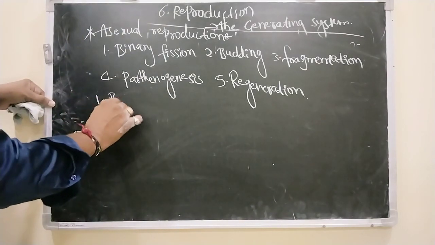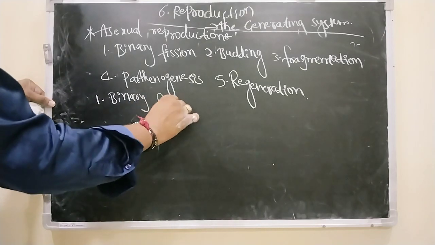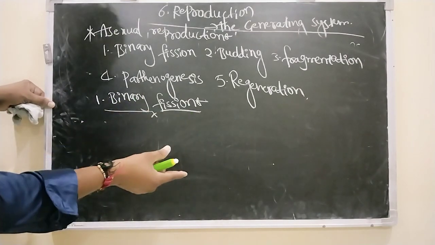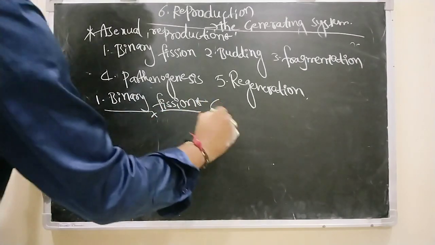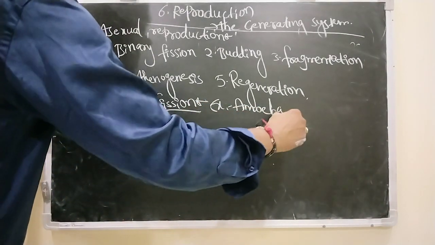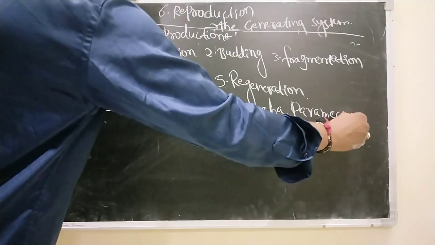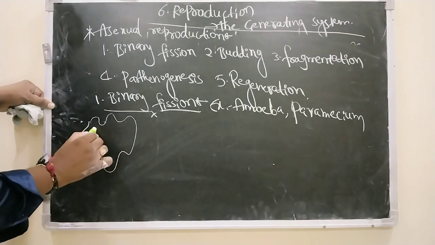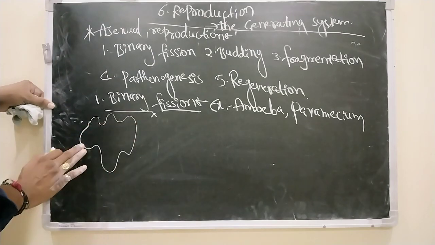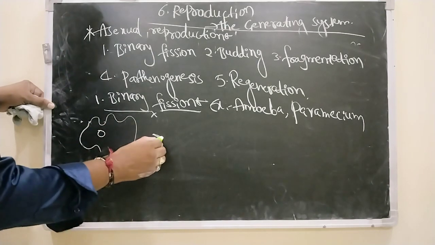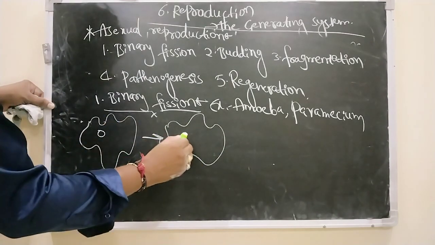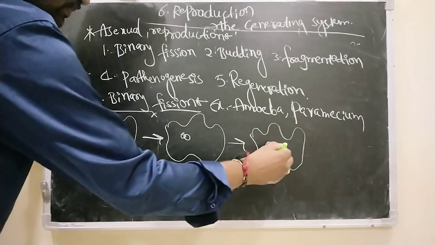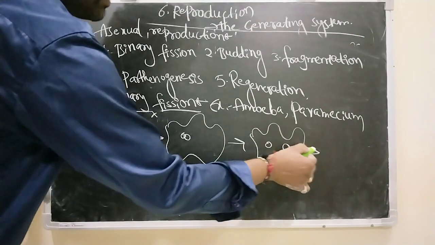First, we will discuss binary fission. Bi means two, fission means division. Division of the parent organism into two daughter cells is called binary fission. Examples are amoeba and paramecium, and many other organisms. In this, first the parent amoeba, which we know moves from one place to another through pseudopodia, has a nucleus. The nucleus starts dividing. After the nucleus divides, the body starts dividing.